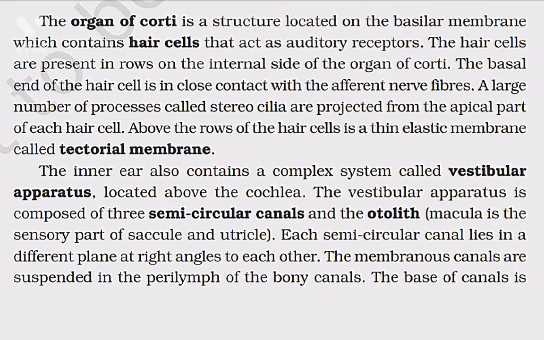The organ of Corti is a structure located on the basilar membrane which contains hair cells that act as auditory receptors. The hair cells are present in rows on the internal side of the organ of Corti. The basal end of the hair cells is in close contact with the afferent nerve fibers. A large number of processes called stereocilia are projected from the apical part of each hair cell. Above the rows of the hair cells is a thin elastic membrane called tectorial membrane.